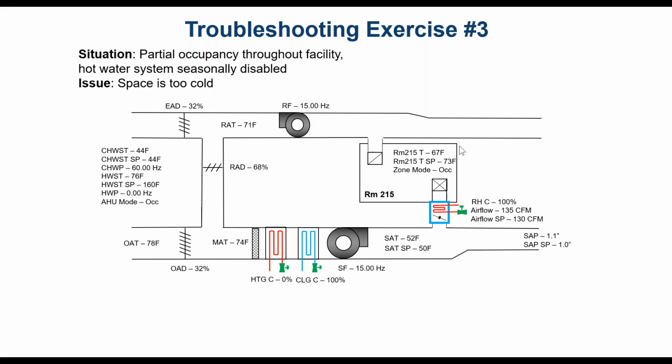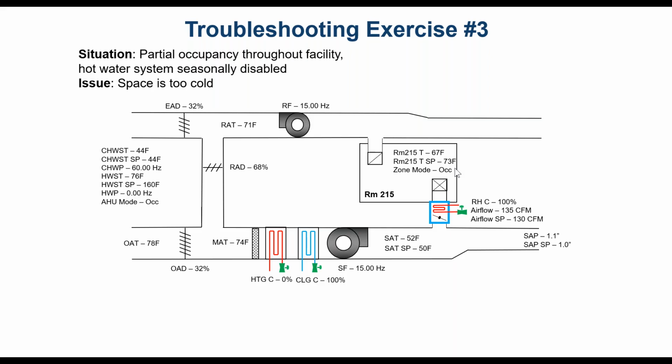Yes, we know that room 215 has a stat and we have a dedicated VAV box which is performing the temperature control for that particular room. Let's investigate that control loop. Is the set point appropriate? Set point is 73 degrees. That sounds reasonable. Is the controller response as expected? Well, again, the controller responds to the difference between temperature and temperature set point. Any difference, the controller is going to respond to.